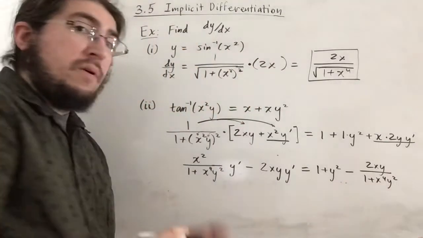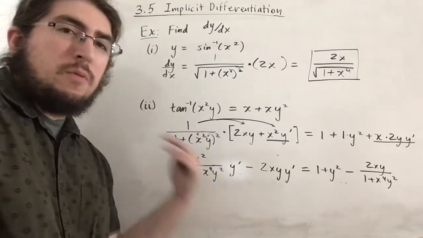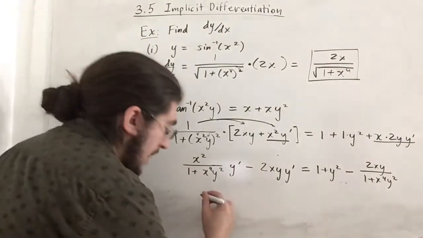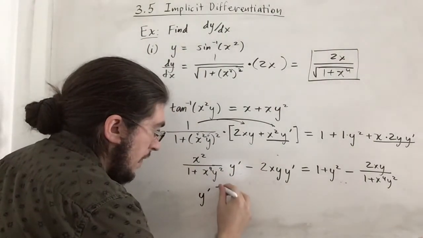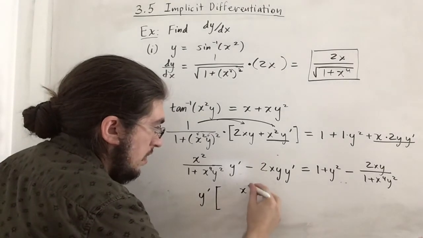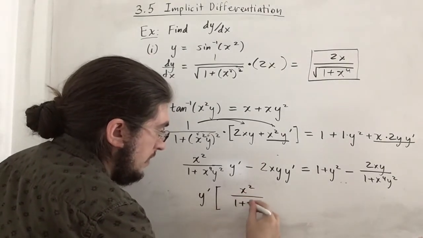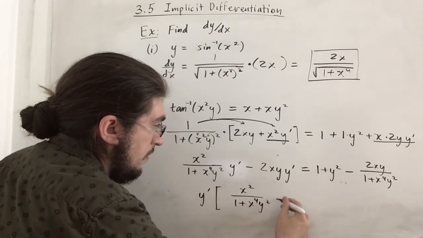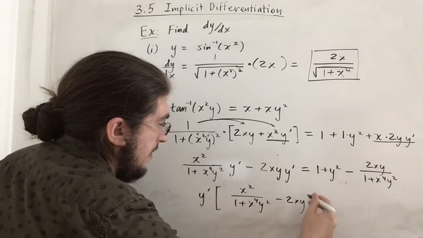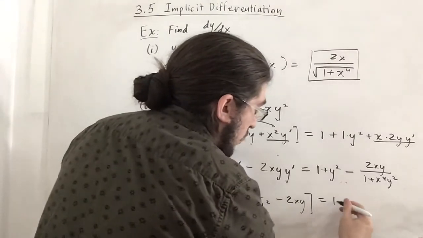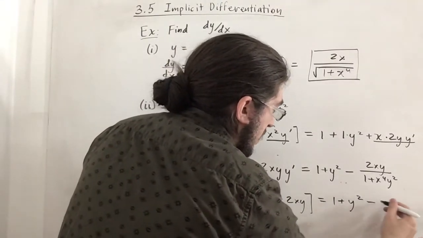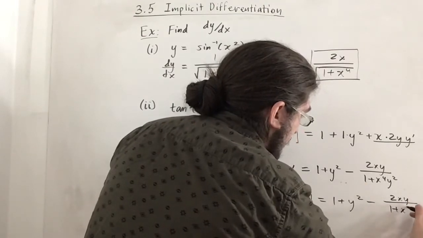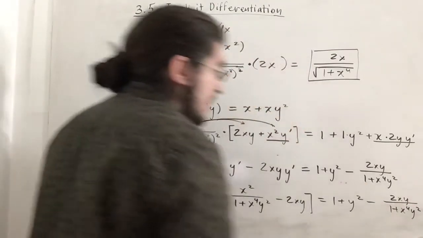Whew. I hope we followed that. You can go through it in more detail, but there it is. Now finally, factoring a y prime out, a y prime outside of this crazy fraction, x squared over 1 plus x to the 4th y squared, minus 2xy, equals 1 plus y squared minus 2xy over 1 plus x to the 4th y squared.